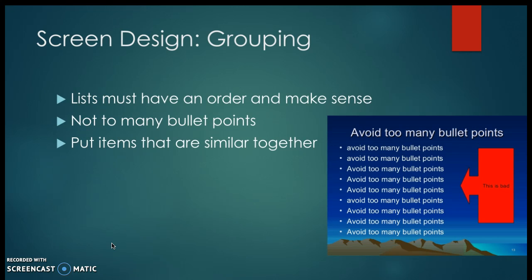Next thing, lists must have an order and it needs to make sense. So if you're using a number bullet list or letter list, it must have an order and relate to each other when you're grouping information. You do not want to use too many bullet points.